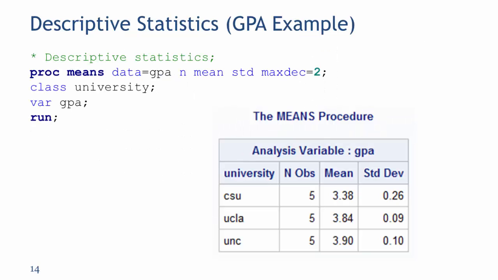Once you create the data set, let's first do a descriptive analysis, get some descriptive statistics, and we want the means procedure. So we have calculated the mean and standard deviation, and we are rounding the numbers to 2 decimal places only with this max decimal option. All right, here class is a statement to indicate that university is a categorical variable. It's not a numerical variable, and the GPA is the variable whose means are requested. So you will get a table like this, and that will tell you the mean GPA for CSU students is 3.38, UCLA 3.84, UNC 3.90.